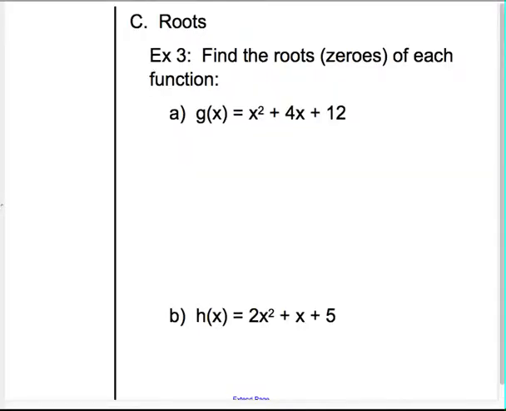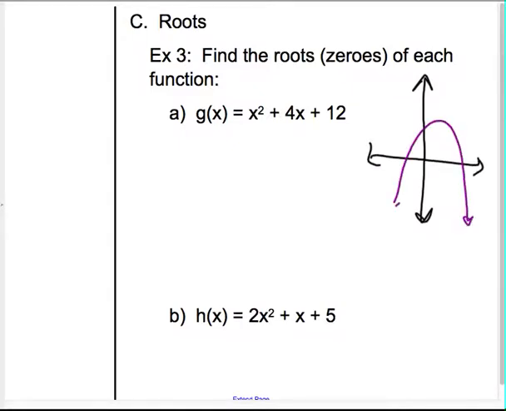All right, and the last piece is finding the zeros of a function. When we're given a quadratic function, the zeros are where it crosses the x-axis. So when you think about the graph of a quadratic function, or any function, when it crosses the x-axis, that's where our y value is 0, or our function is 0. So I'm going to replace g of x with 0.